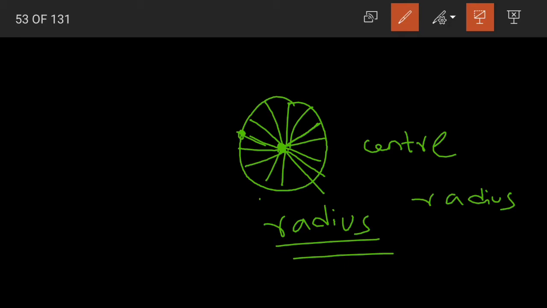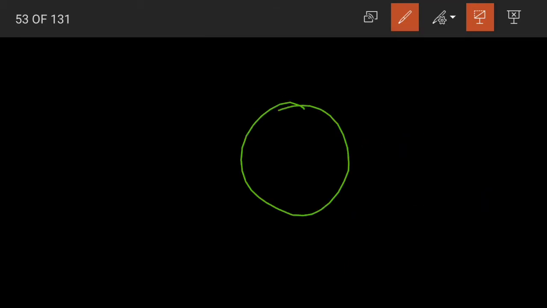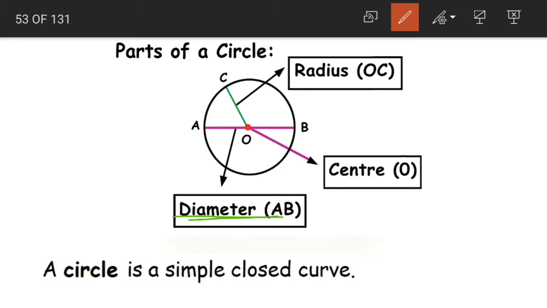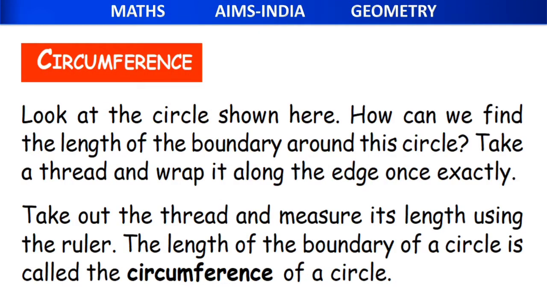What are these called, children? Radius. What is radius again? This is a circle. This is the center of the circle which is in the middle. So when we draw a line segment from the center of the circle to the boundary, it is called radius. I hope this is clear. Yes. Now the next one is diameter. So what is the diameter now?